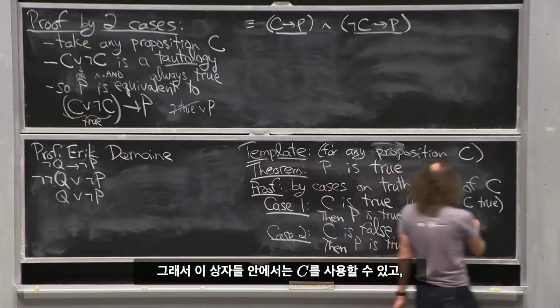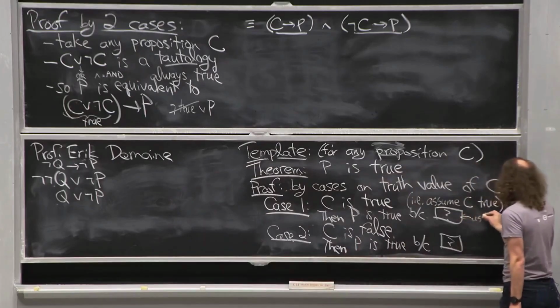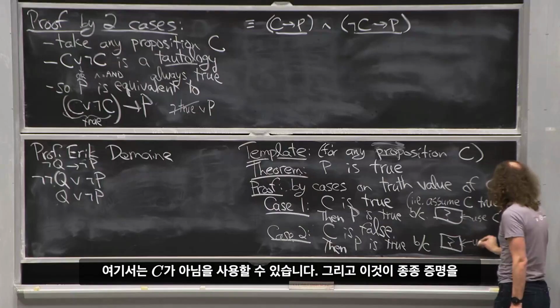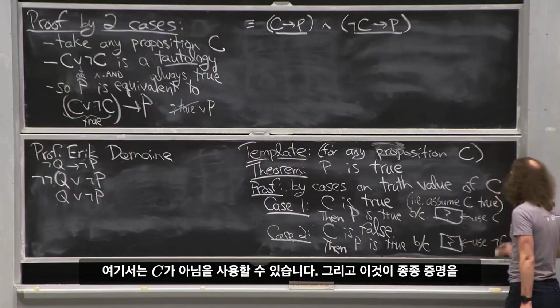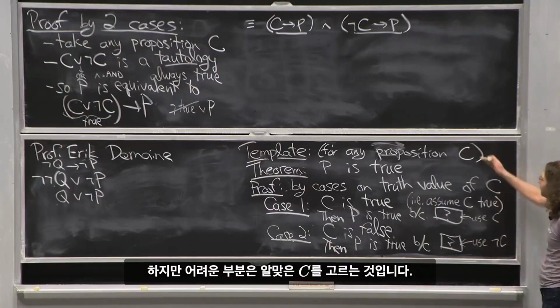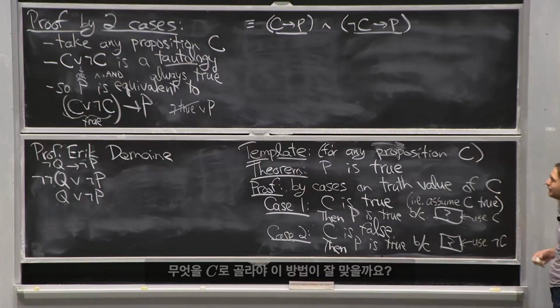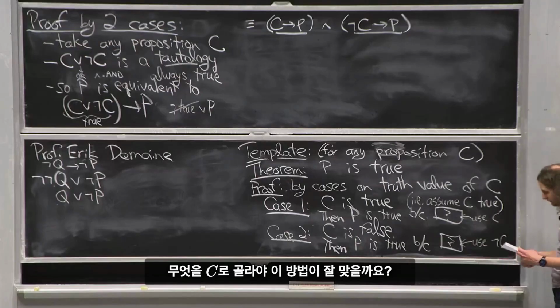So in these boxes, here we get to use C, and in here we get to use not C. And often this makes proofs easier, but the challenging part is to pick the correct C. What's the right choice of C for this to be true?